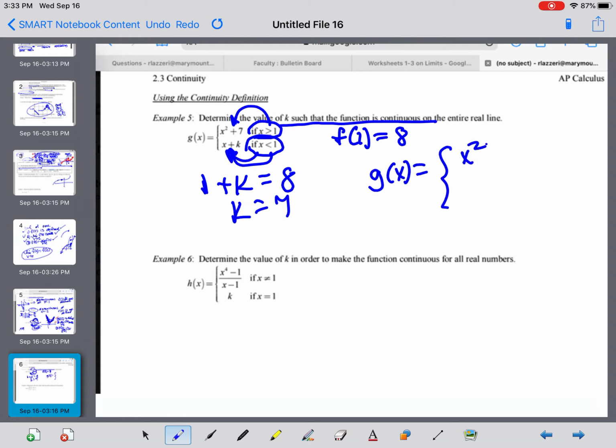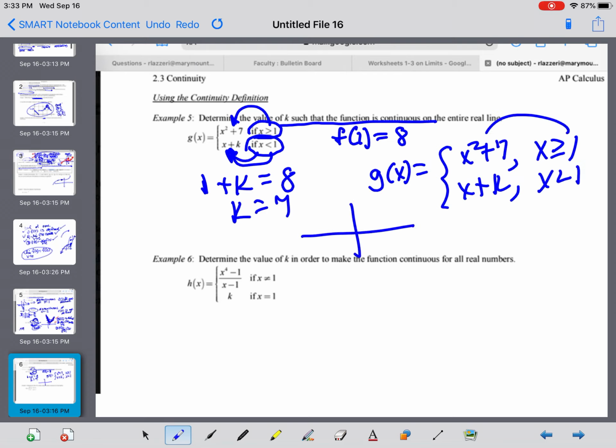Now let's look at that. That gives me g of x is equal to x squared plus 7 if x is greater than 1, and x plus k if x is less than 1. This was greater than or equal to. If I graph that and I fill in 1 and I go greater than, I start at 8 and it's a closed circle and it's probably a little bit steeper parabola like that.